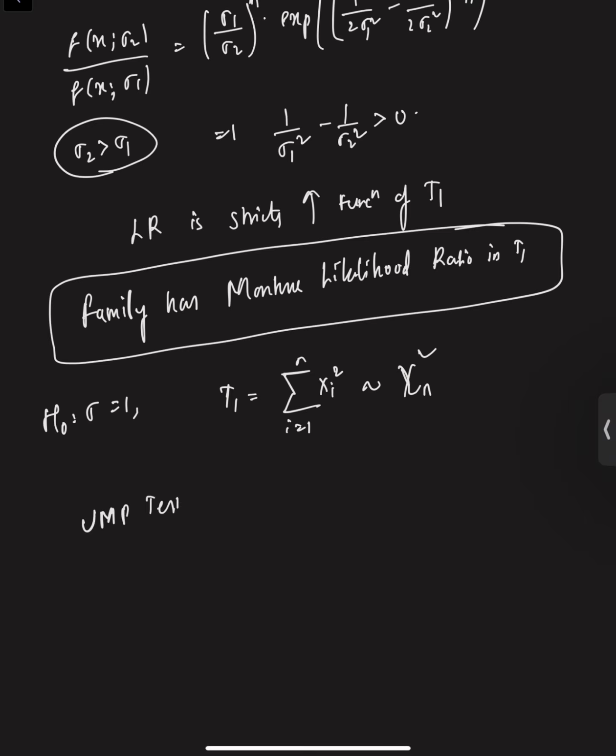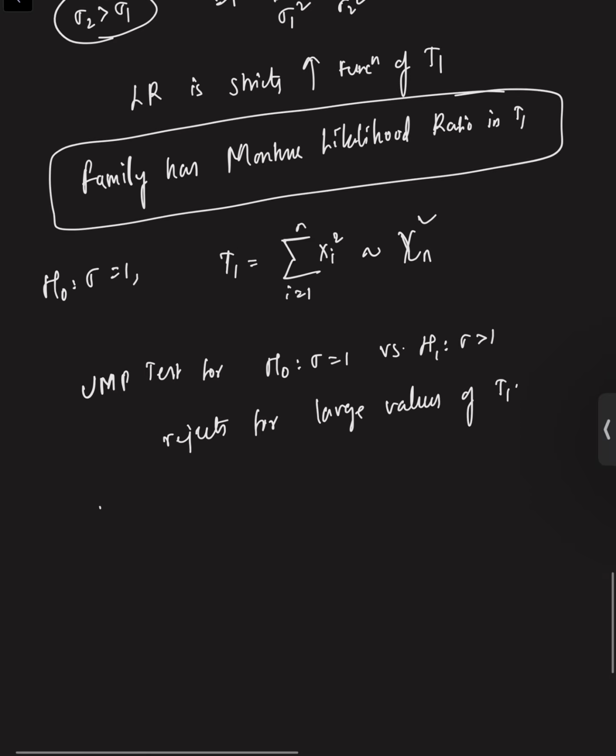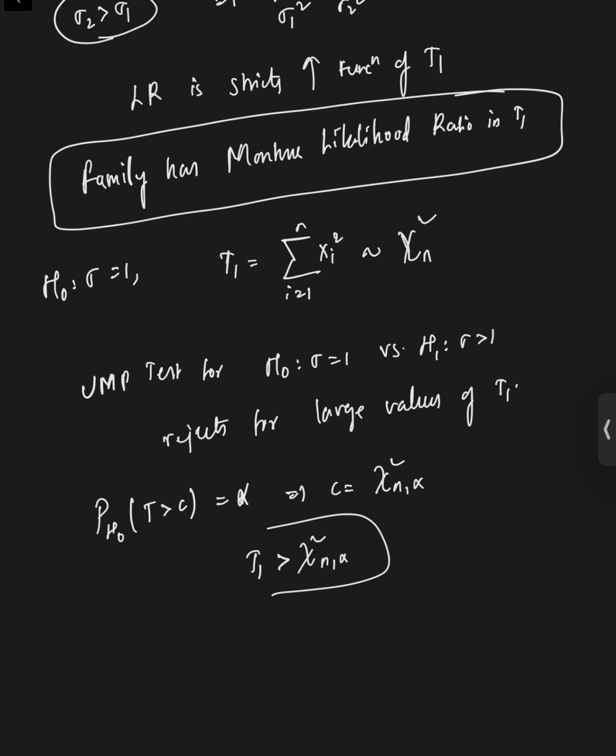test for H0, which is sigma equals 1, versus H1, sigma greater than 1, rejects for large values of this T1. So that means to get level alpha, we need probability of T greater than C given H0 to be alpha, and C is nothing but chi-square with n degrees of freedom at level alpha. So that means reject when T1 is greater than chi-square n comma alpha.